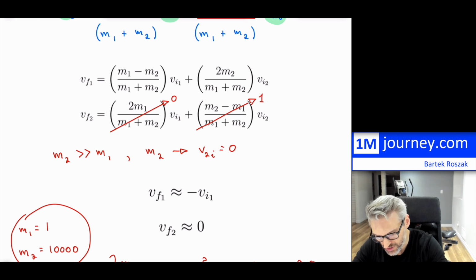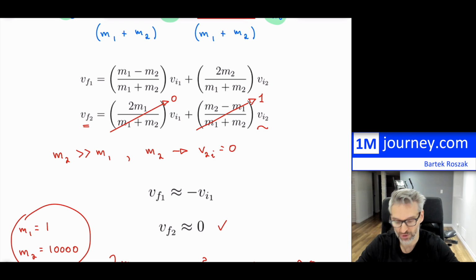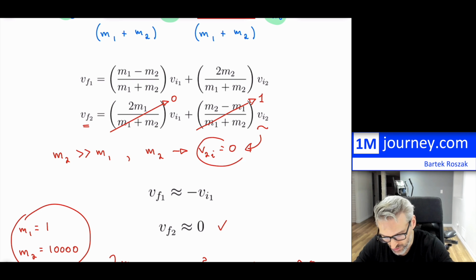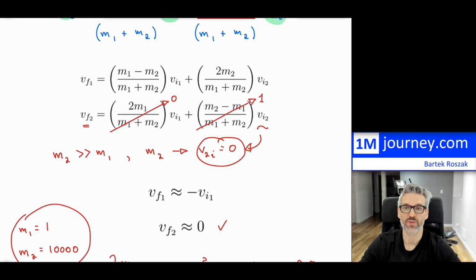This one is equal to 0, and therefore your final speed is indeed going to be approximately equal to 0, because it's equal to its initial speed, and we were assuming that that initial speed was equal to 0. So that's that special case. Again, a very large object that's not moving. If you bounce into it, it's not going to move. It's just going to stay there stationary.